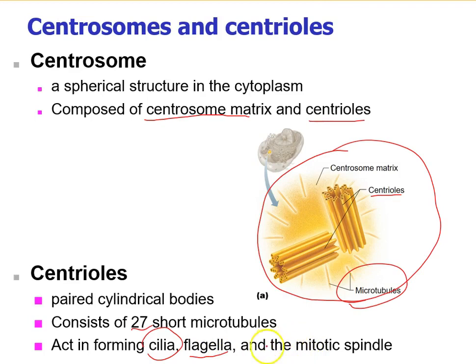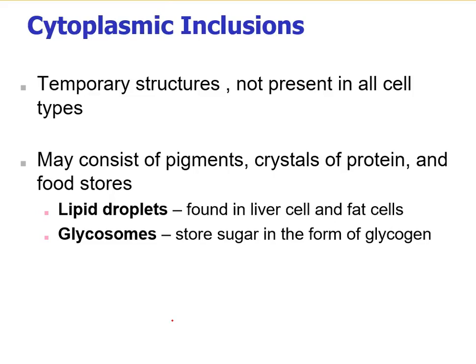Also, the centriole is involved in forming the mitotic spindle, which we're going to study in the next part of chapter 2, and which is critical for cell division. So please make sure you know that centrioles are part of the cytoskeleton, and they are important in forming the cilia, flagella, and mitotic spindle. And the last component of the cytoplasm is inclusions.